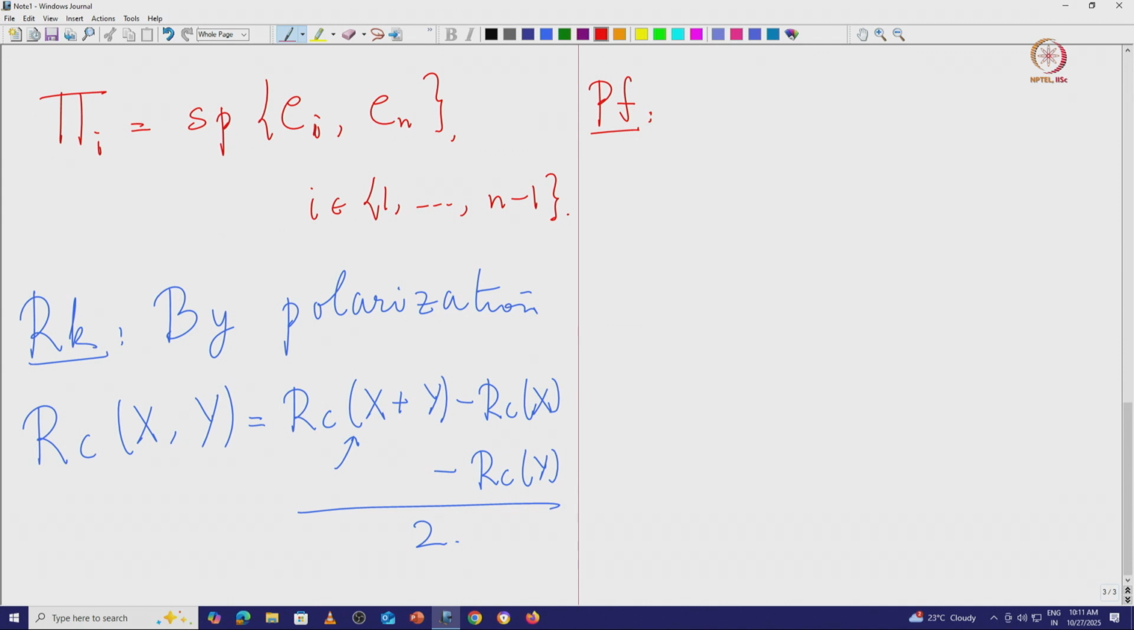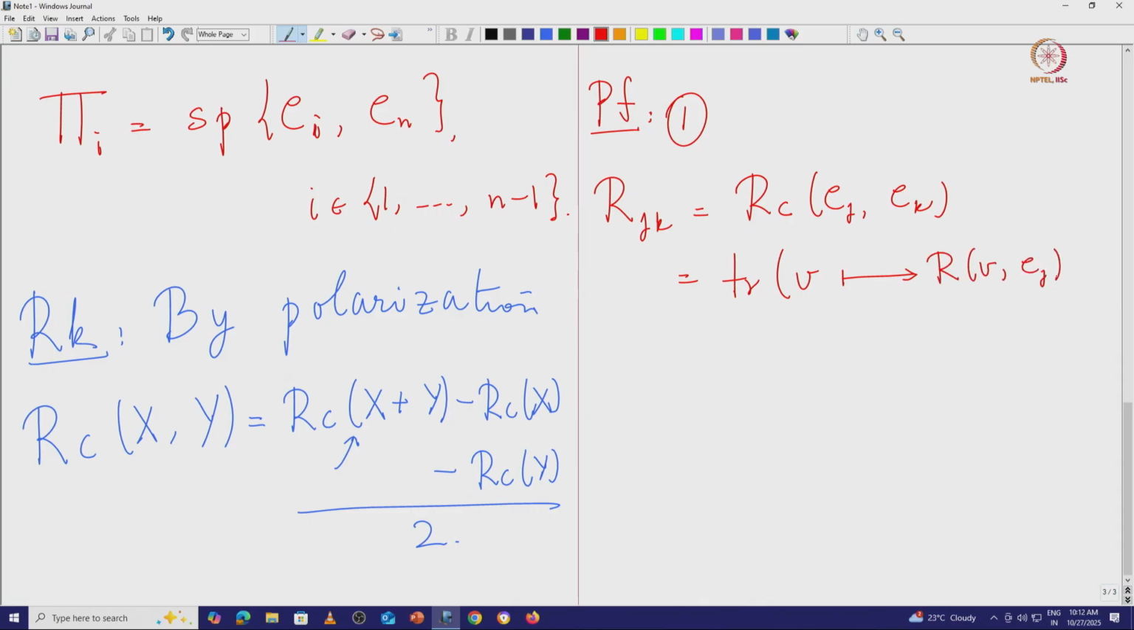Okay, so let us prove the proposition now. So by definition, what is Rjk? That is simply the Ricci tensor evaluated on Ej, Ek, which by definition is simply the trace of the endomorphism where V is taken to R of V comma Ej acting on Ek. Okay.